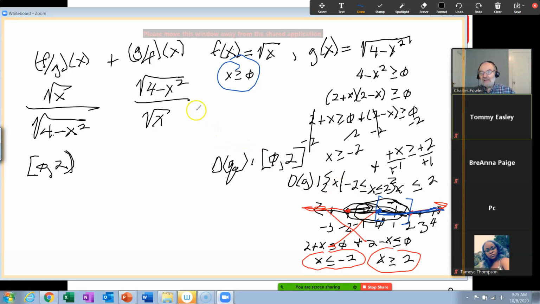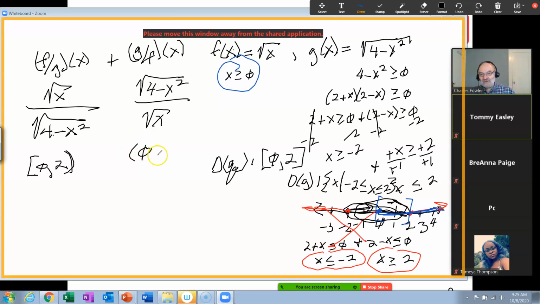Except that here, the x can't be 0, because if x was 0, that would give you a 0 in the denominator. So now we have to exclude the 0 by putting a parenthesis there, but you can include the 2 here, so this one has the bracket there.